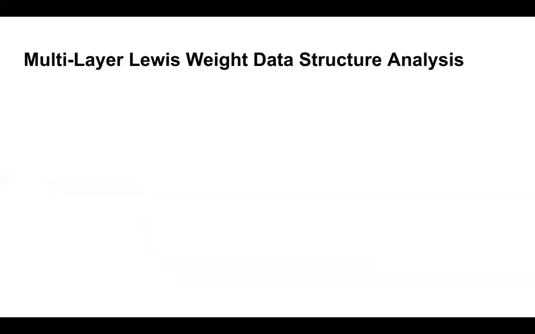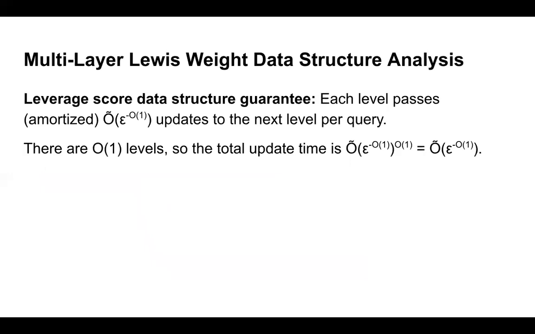To understand why this runtime is good enough, we will use a guarantee from the leverage score data structure, which basically follows from the fact that it's very efficient. Each level in the leverage score data structure will pass amortized epsilon to the minus ℓ1 updates to the next level per query. There are ℓ1 levels, so the total number of passes downwards is epsilon to the minus ℓ1, raised again to the power of ℓ1, which is, up to log factors, epsilon to the minus ℓ1 again. That's at a high level how the analysis works.